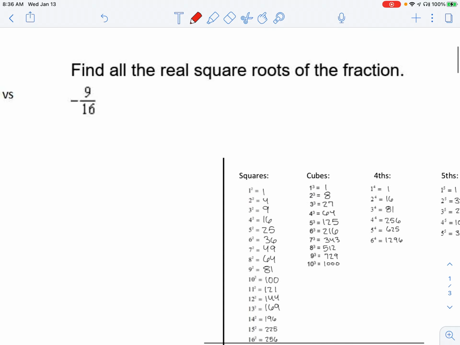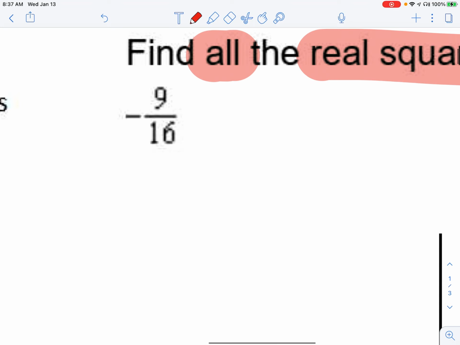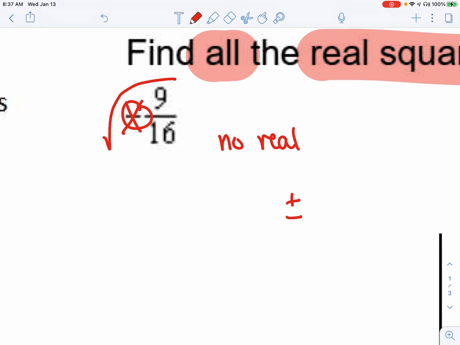Now I wanted to compare that. I have a versus here. Find all the real square roots of this fraction. Again, we're not looking for imaginary when it asks us for the real solutions or the real roots. So in other words, they're asking me, what is the positive and the negative square root of negative 9 over 16? The real answers. Well, square roots can't be negative, so I'm actually going to write no real roots.